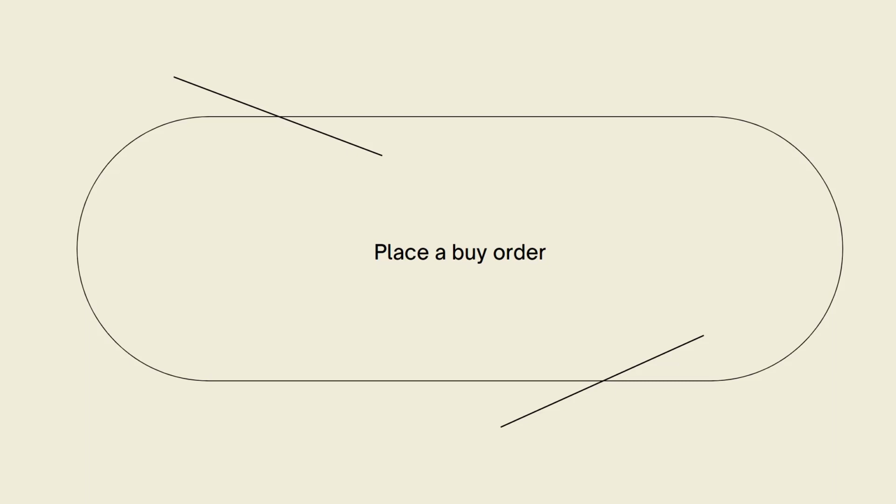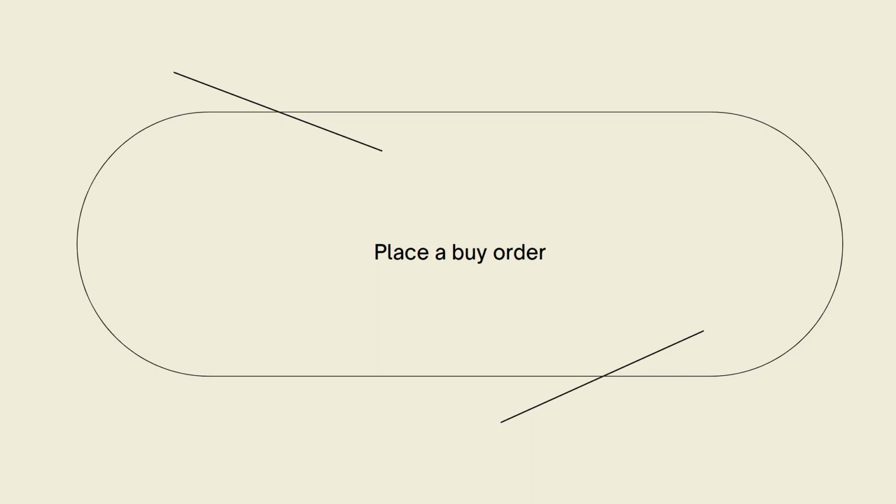Now place a buy order. In the trading interface, locate the buy order form, enter the amount of Baby Doge you want to buy, and review the order details, including the current price and any applicable trading fees. Ensure that you have sufficient funds in your Binance account to cover the purchase.